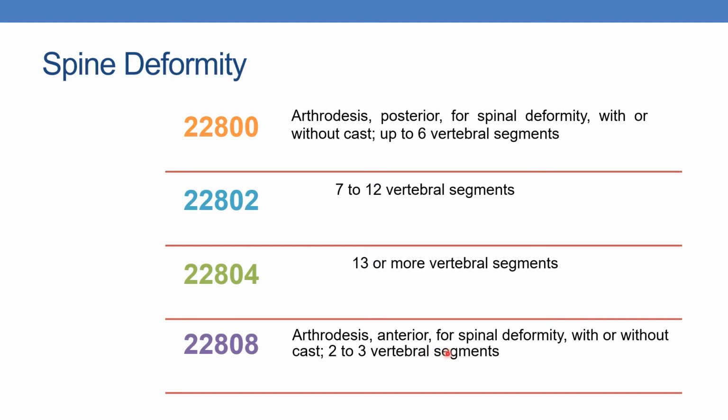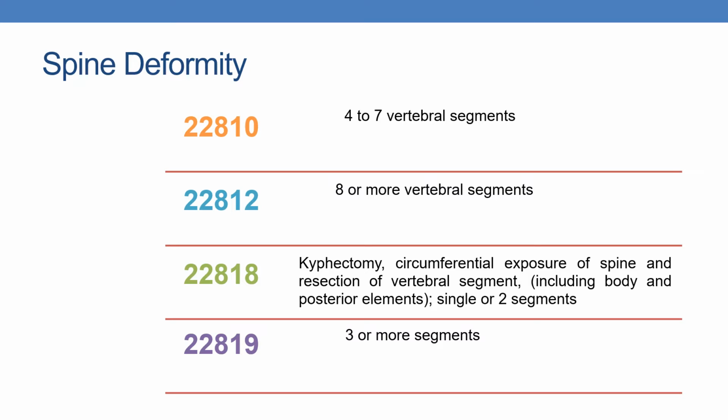Next code is 22808. Orthodesis, anterior, for spine deformity, with or without cast, 2 to 3 vertebral segments. And from 4 to 7 vertebral segments, you need to report 22810. And for 8 or more vertebral segments, you need to report 22812.